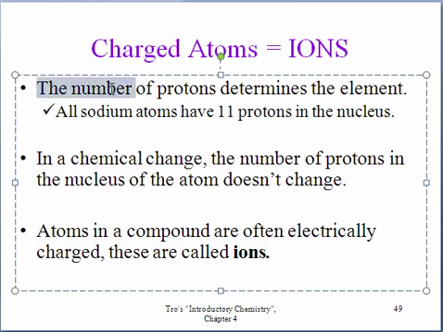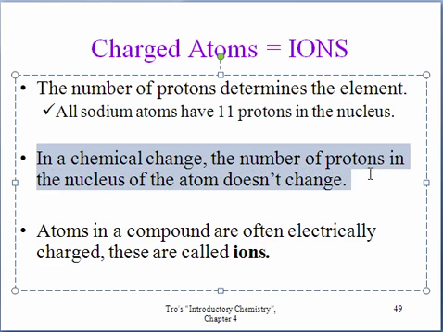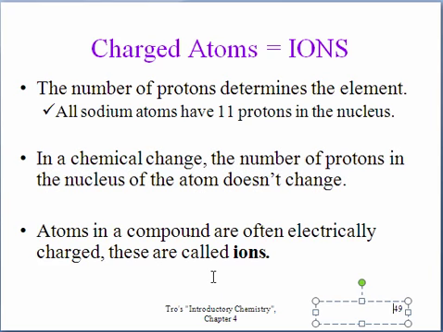Now let's look at atoms again. The number of protons determines the element. All sodium atoms have 11 protons in the nucleus. As soon as we see 11 protons, we know the symbol is going to be capital Na. In chemical changes, the protons don't change. They determine the identity of the atom, but the number of protons never changes. However, electrons do move. And so electrons can be lost, as what happens to metals, or they can be gained, as what happens to nonmetals.